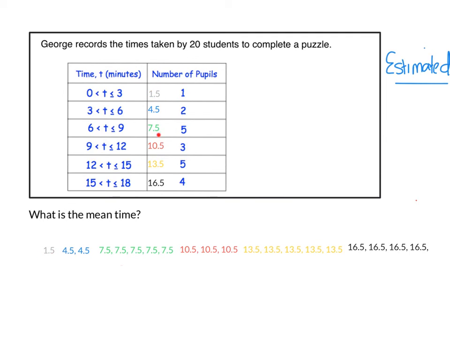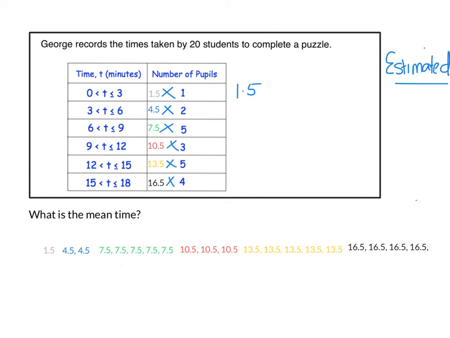So instead of putting, 1.5 would be fine because 1.5 times 1 is 1.5. But instead of putting 4.5 add 4.5 on my calculator, I'm going to times 4.5 by 2. And instead of putting 7.5 add 7.5 add 7.5 and so on, I can just put 7.5 times 5 because there's 5 lots of 7.5, there's 3 lots of 10.5, there's 5 lots of 13.5, and there's 4 lots of 16.5. So now I can figure out each of those.